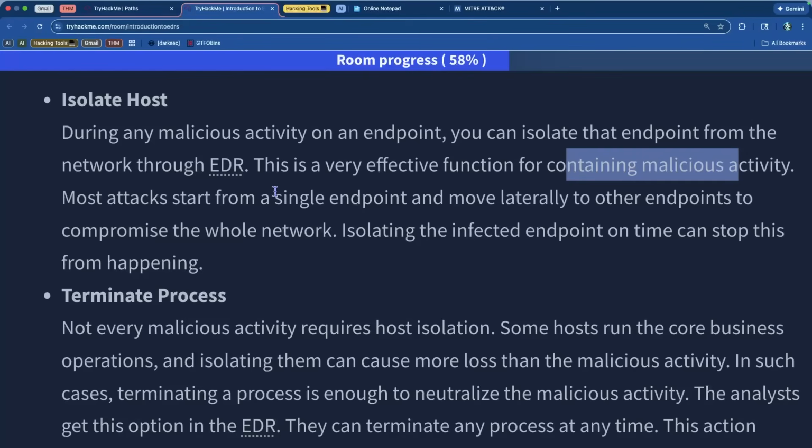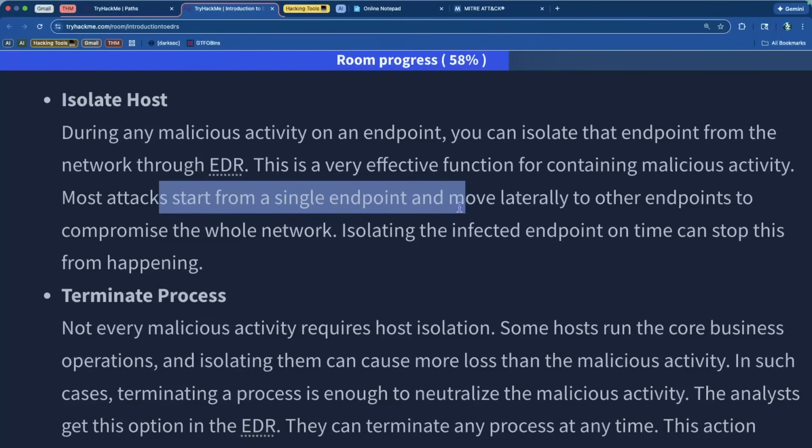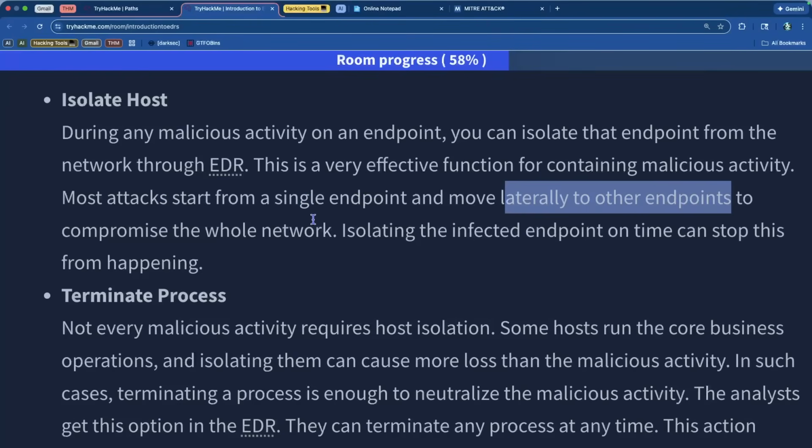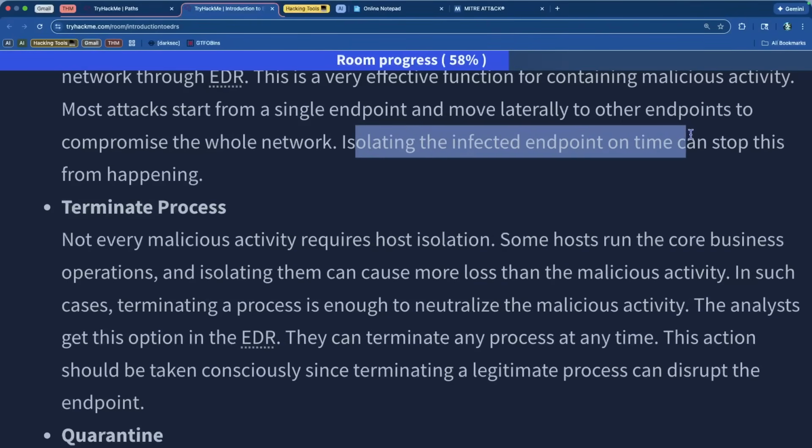Think of it as putting a glass beaker on top of a bug that's on a desk. You don't want the bug to be roaming around. You know what I mean? That's kind of what isolation does. Most attacks start from a single endpoint, and they move laterally to other endpoints. And so isolating the infected endpoint can stop this from happening.